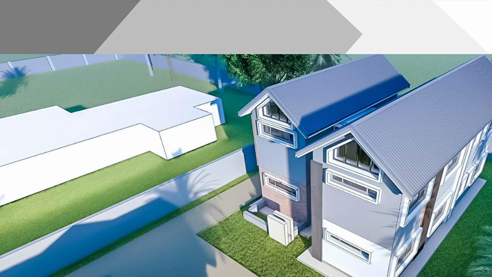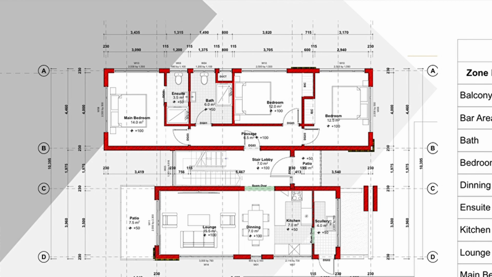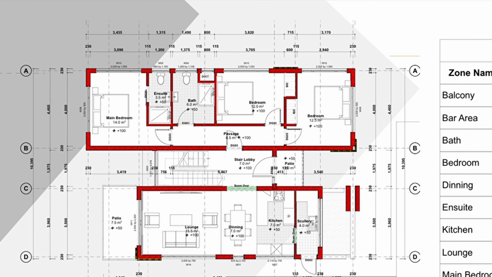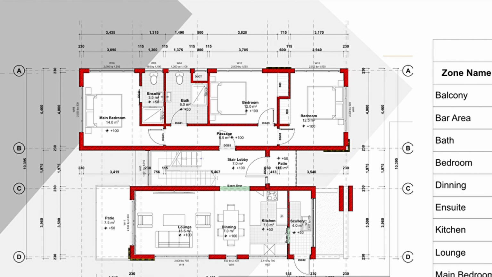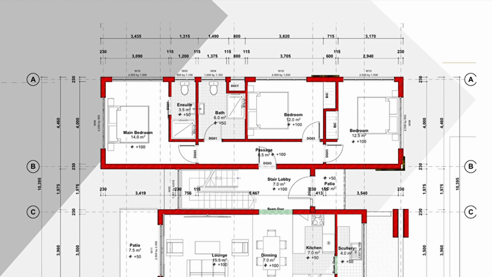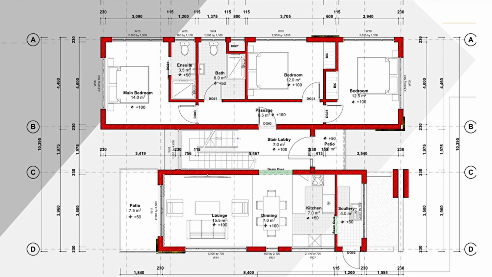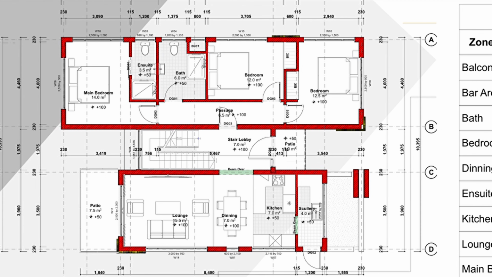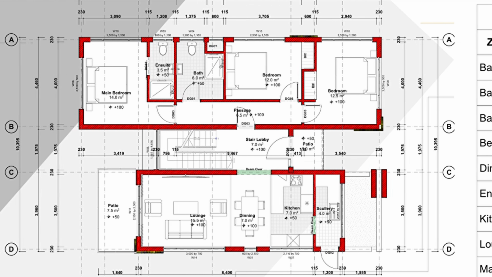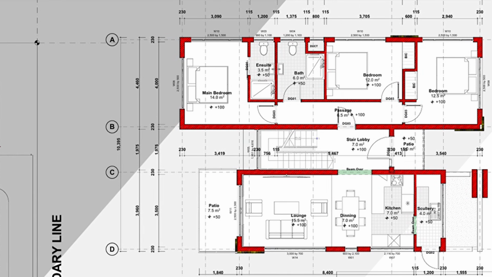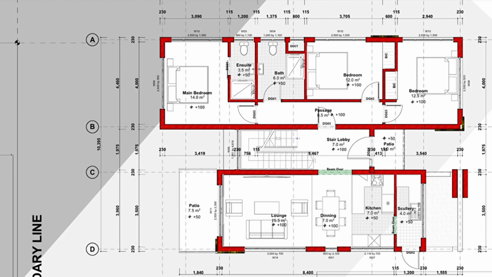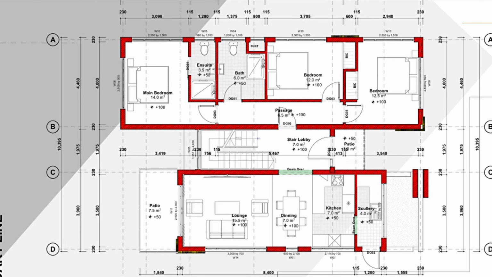All right, so let us go to the plan of it. We start with the ground floor. This is the ground floor, where we have the lounge, the dining, the kitchen, and the scullery. This part here is just open plan. It's an open plan design, the modern thing. And then on the other wing, we have the master bedroom, the ensuite, and the other two bedrooms. In between, that's the stair lobby.